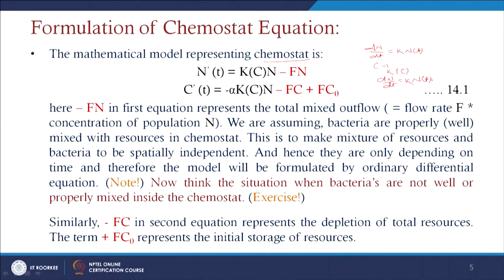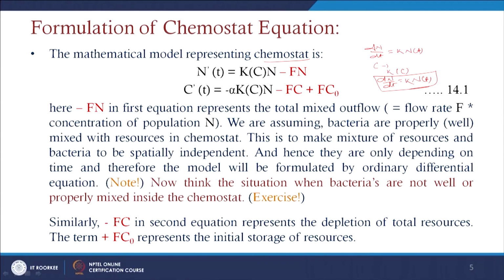So, dN/dt is defined in the form of k into N(t), where k depends on the concentration C, or the resources available. Even if the population level is changing with respect to time, we cannot say that population growth is the only thing actively occurring inside the system, since, as you can see here, we have added a factor minus FN, which represents the total mixed outflow.